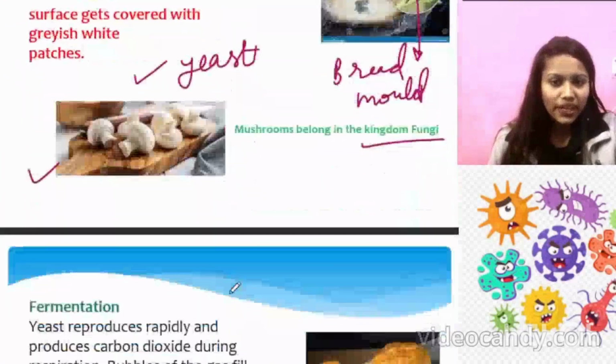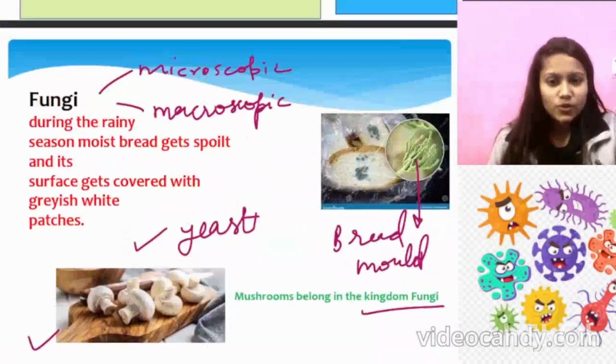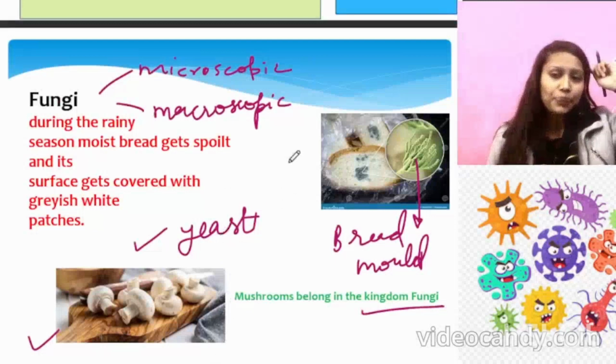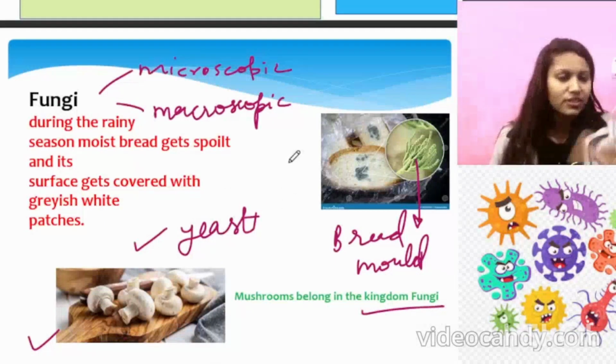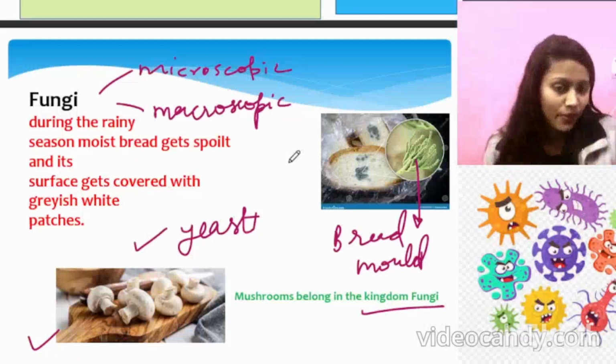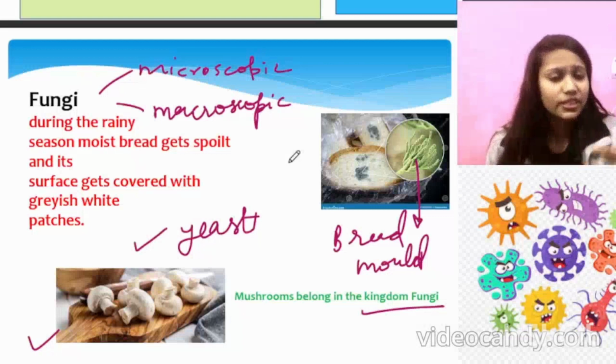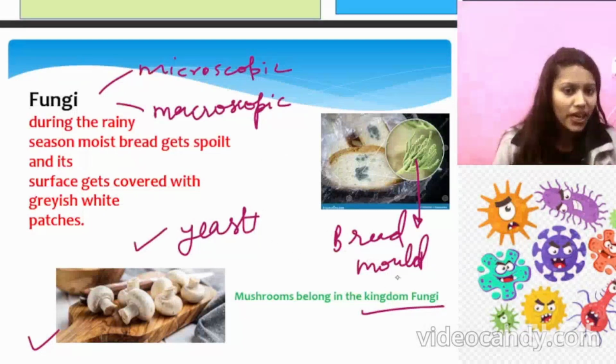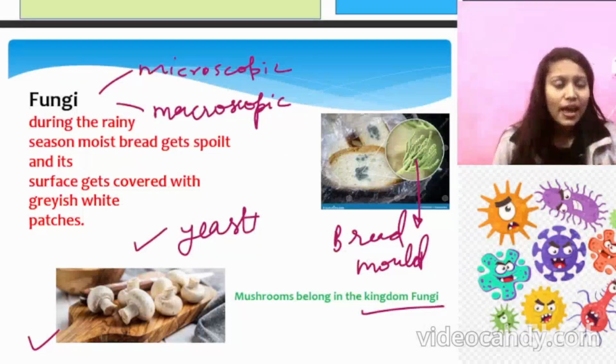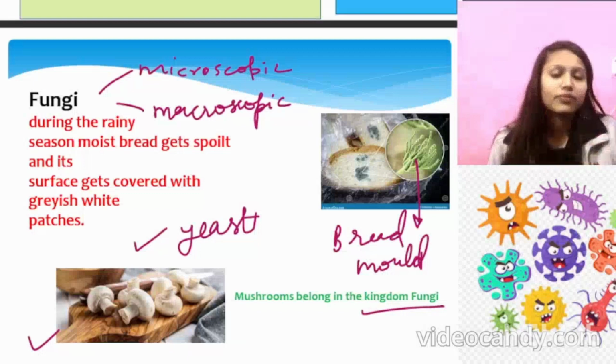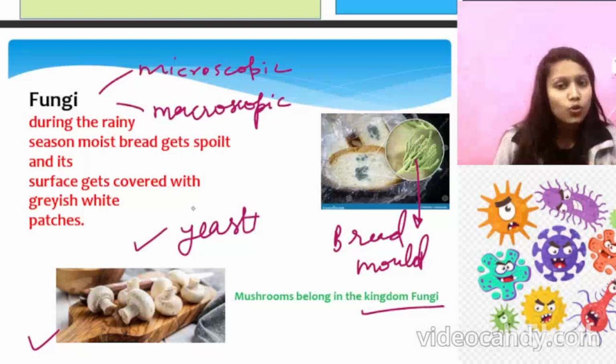Okay, fungi. Fungi is very important. Fungi are also very important microorganisms that we need to know about in this chapter. As we already discussed in the previous slide, when bread gets rancid, green and grayish patches develop over it. These are called bread mold. It is also a kind of fungi, and yeast, which we will discuss in upcoming slides, is also a very important fungi example. And then there is mushroom.